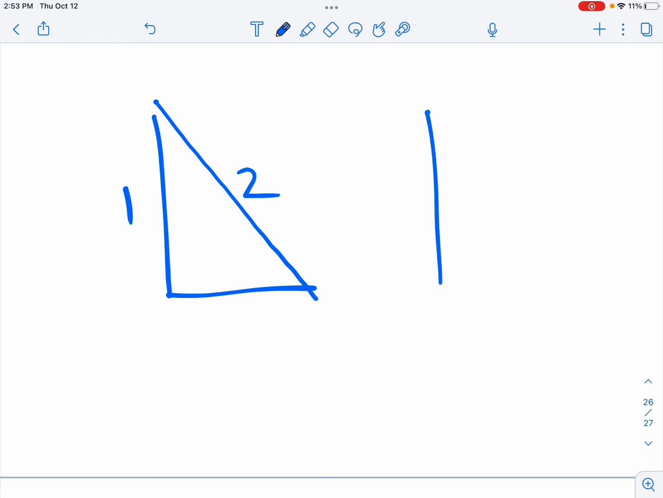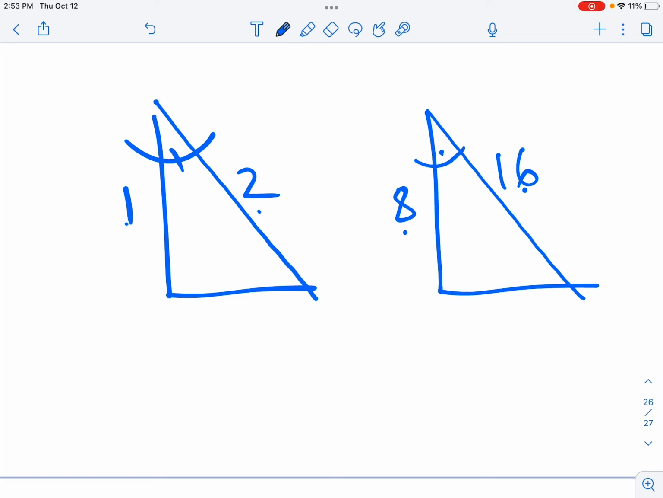Now finally, the third one is a little bit of a hybrid between the 2. The third one goes like this. You have 1, 2, and here we're going to do 8 and 16. So here I have a side that's proportional to another side, and these guys are proportional, but in between them, they have a congruent angle. So this we call side, angle, side, SAS. SAS is going to prove that those triangles are similar. Okay, so there you have it. Those are our triangle similarity theorems, and that should be enough to do the homework.